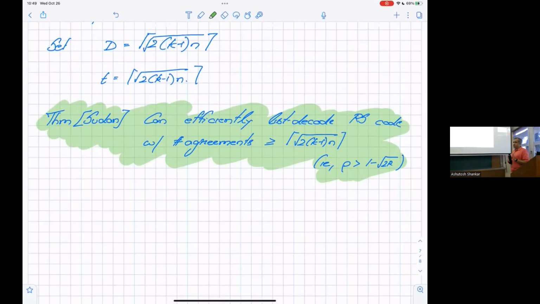Is this clear so far? Then in the next 15 to 20 minutes, we will see Guruswami-Sudan, further improvements to push this all the way to the Johnson value, to completely shave off the factor.